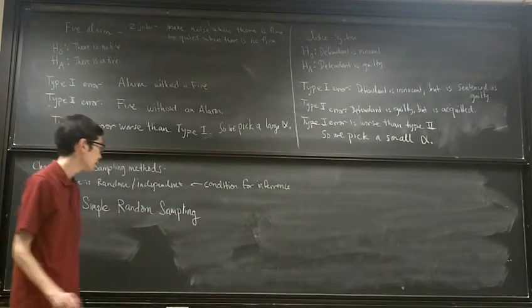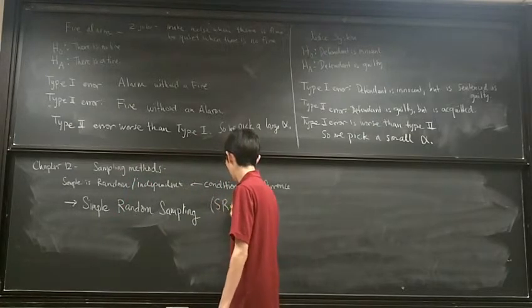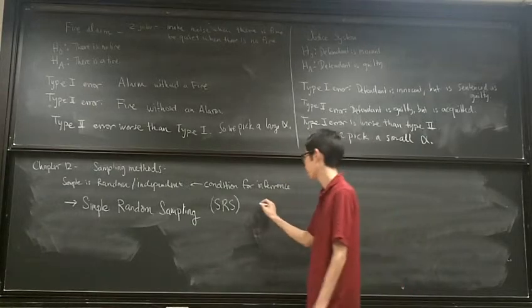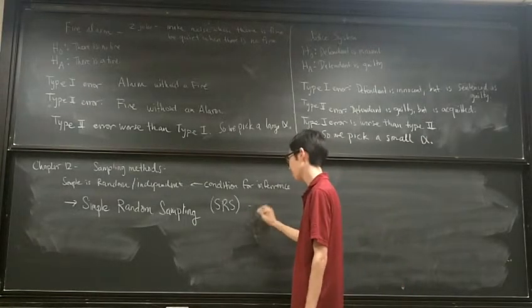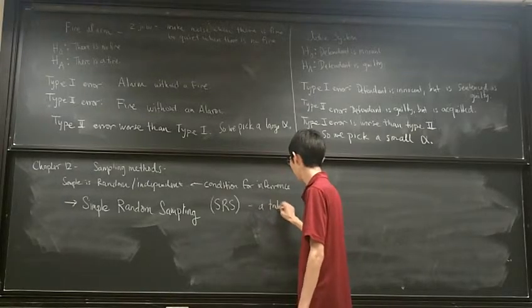Simple random sampling, known as SRS, is the best way to get a random sample. This is truly a random sample, a truly random sample.